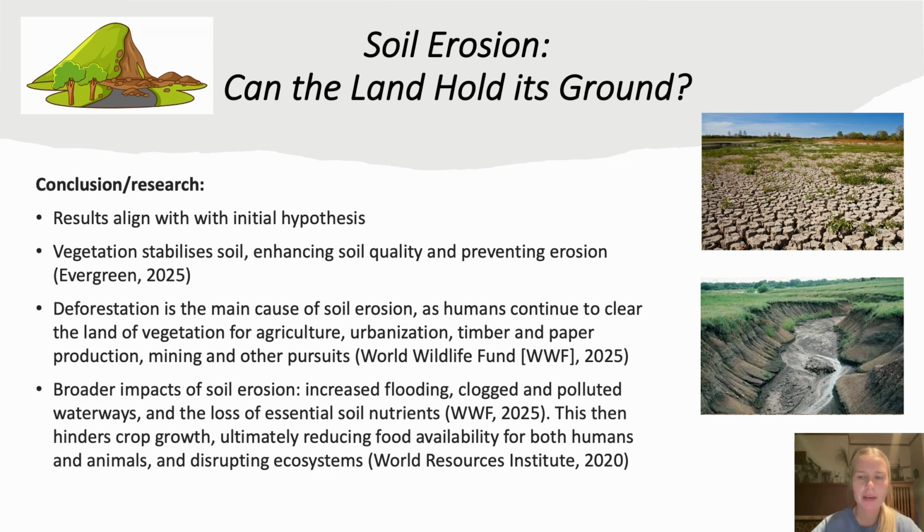In conclusion of this investigation, my initial hypotheses align with the results. Upon validating my results with research, it's evidently clear the power vegetation has on soil stabilisation and erosion prevention, emphasising the need to reduce deforestation acts. In relation to the unit's essential inquiry question, this experiment visually demonstrates to students how deforestation contributes to soil erosion on a smaller scale. Completing the investigation provides a foundation for deeper inquiry into the broader impacts of soil erosion on all aspects of life. For example, increased flooding, clogged and polluted waterways, the loss of soil nutrients, which reduces crop yields and food availability, ultimately threatening ecosystems and decreasing biodiversity.